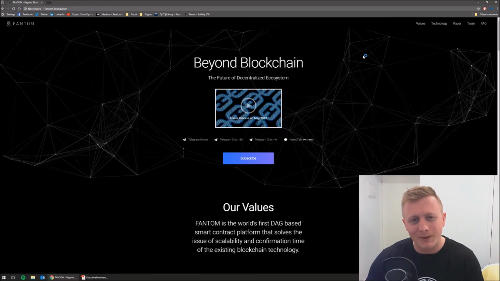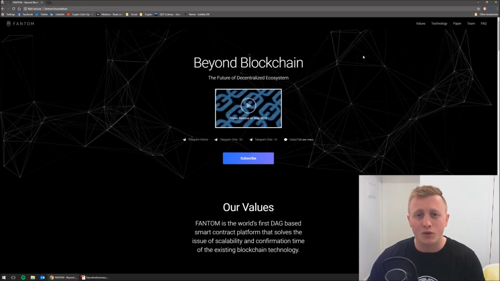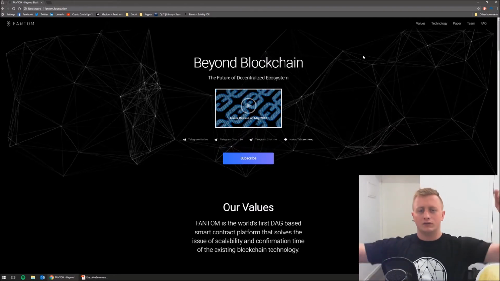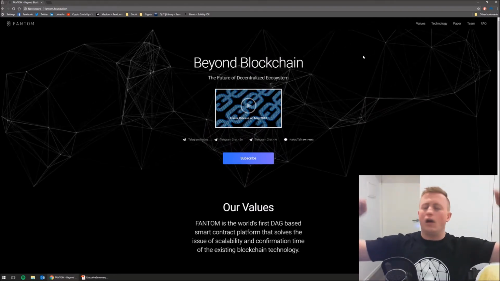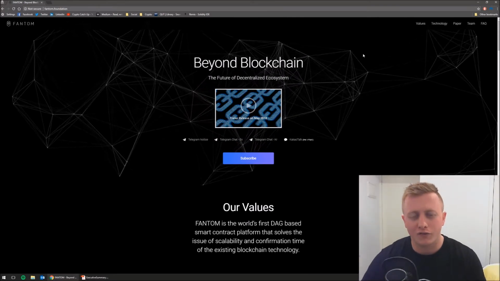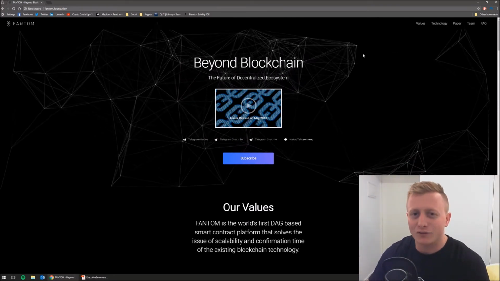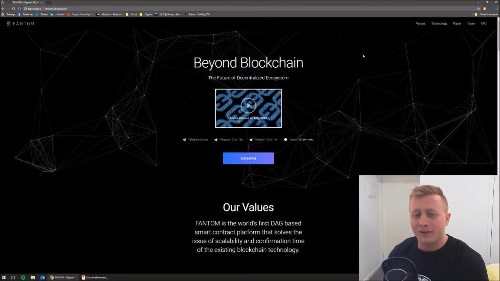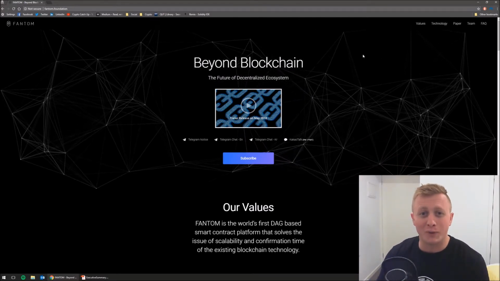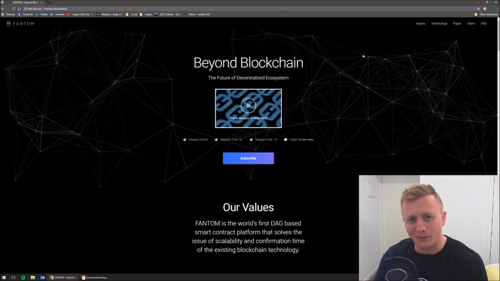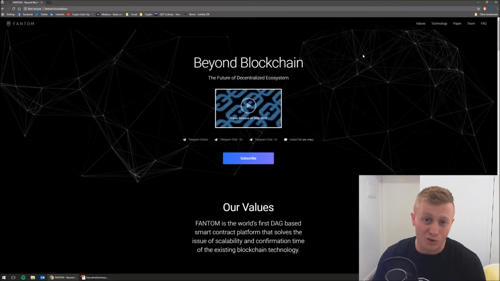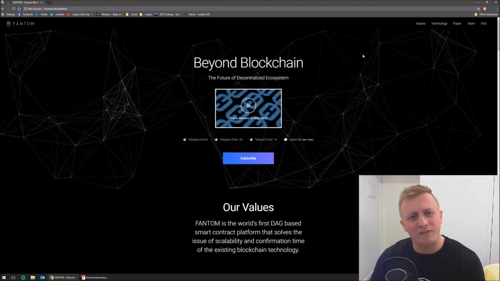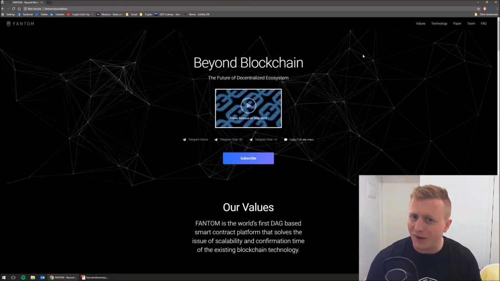Fantom.foundation is the website. It is claiming to be the world's first DAG, directed acyclic graph, with smart contracts. Now, there are other DAGs out there, but more importantly, we're talking about Nano or RaiBlocks, we're talking IOTA. They are DAGs. They're fast. DAGs are known to be very fast.